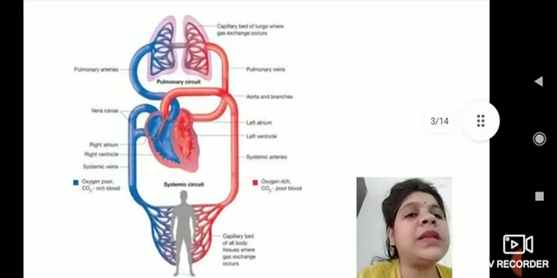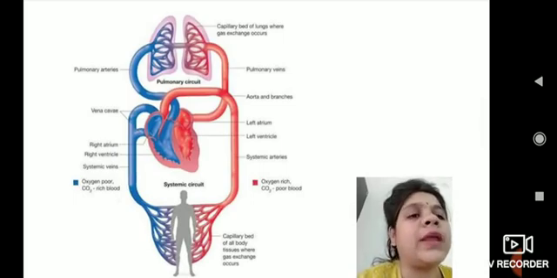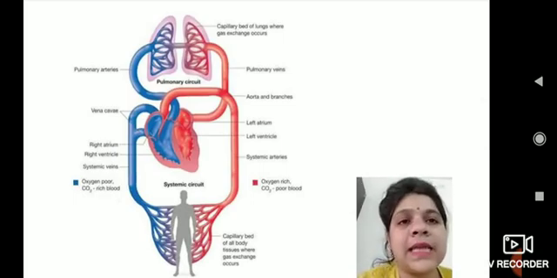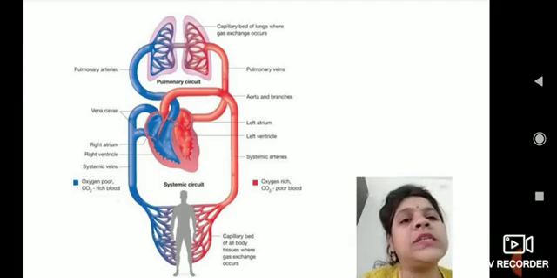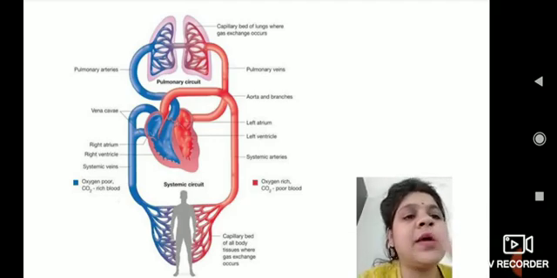The pulmonary circuit starts when the deoxygenated blood moves by the pulmonary arteries to the lung. Here the lung exhales the carbon dioxide and oxygen is taken in. The oxygen taken in reaches the heart by the help of the pulmonary vein. This is the pulmonary circuit.